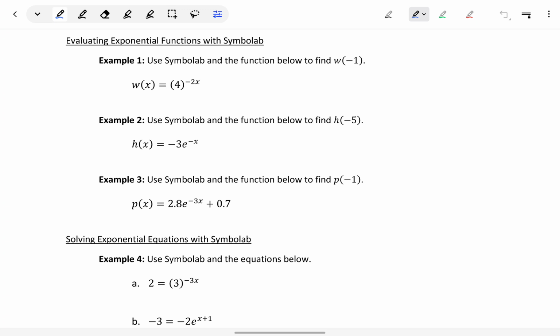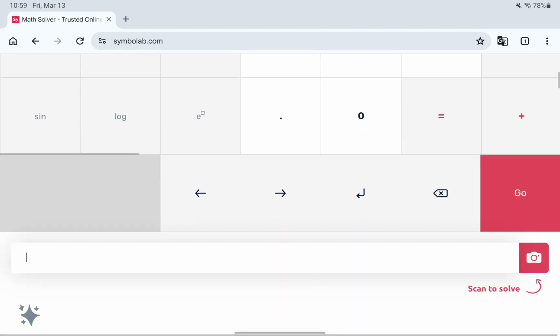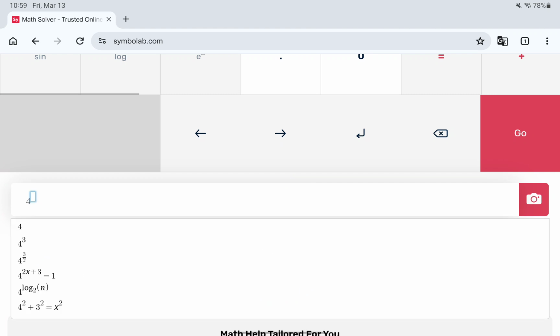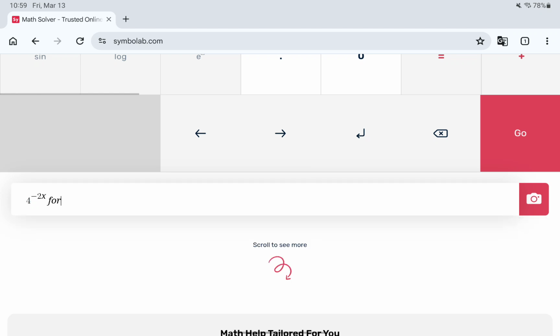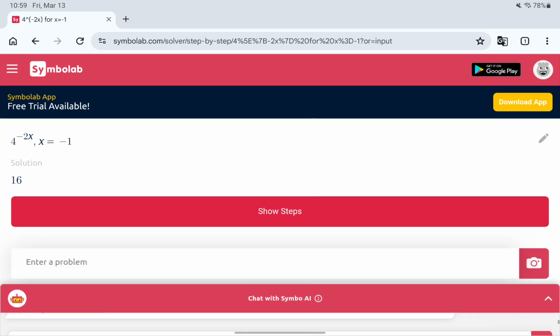So we'll switch over to Symbolab, and then in example 1, we want to evaluate this function 4 to the negative 2x when x is equal to negative 1. To do that, we'll enter our equation, making sure negative 2x, that entire expression, is entered as part of the exponent. And then we'll ask it to evaluate that for x equals negative 1. We end up with the answer 16. Pretty straightforward.